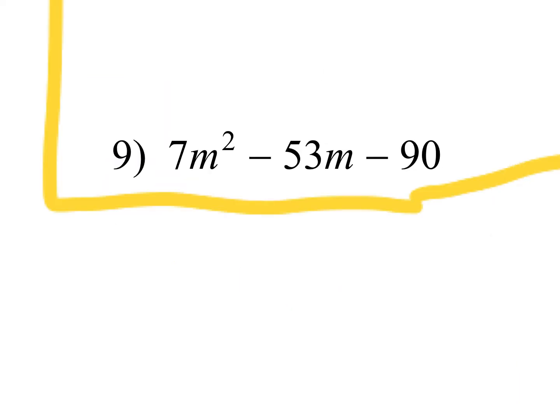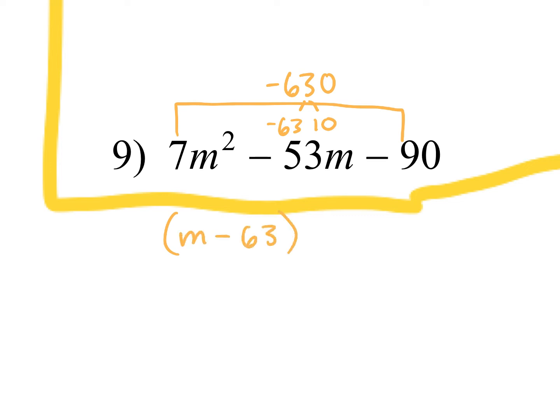So I'm starting with a number that's not 1. What do I have to do first? Multiply the first times the last. So what's 7 times negative 90? Negative 630. And what are 2 factors of negative 630 that add to 53? Awesome. Negative 63 and 10. So in my parentheses, I have m minus 63 and m plus 10.